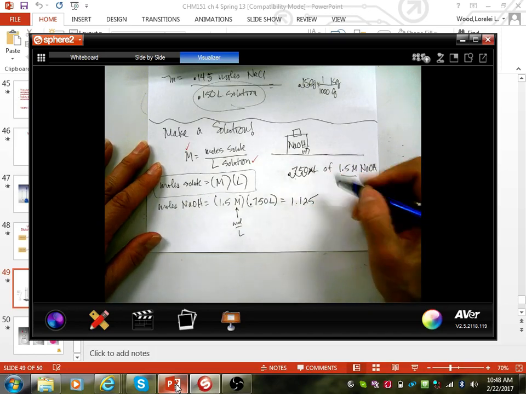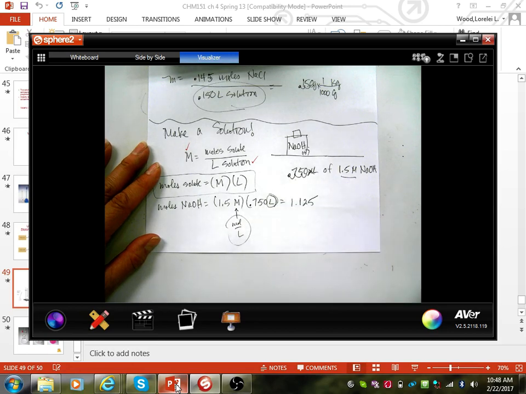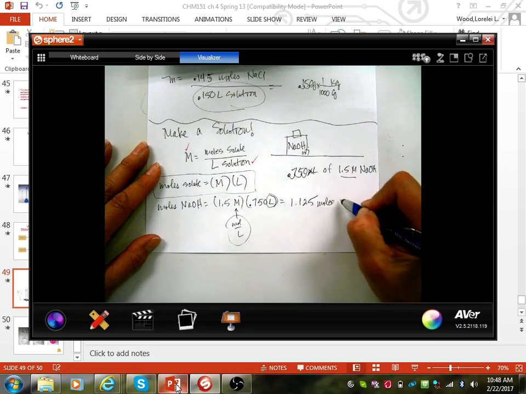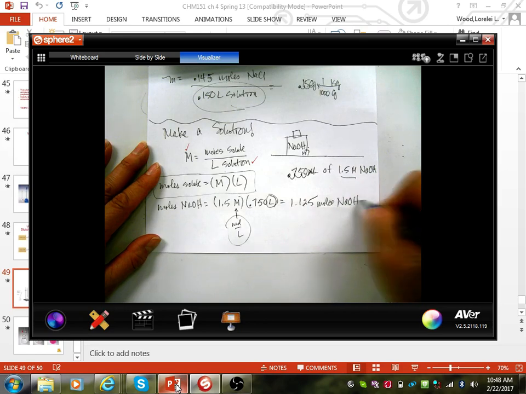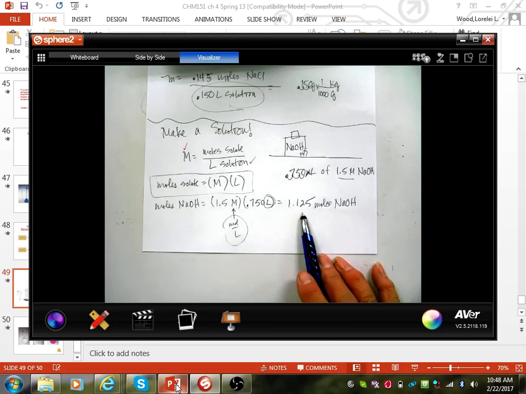1.125. And what are my units here? Since I'm multiplying moles per liter times liters, what are my units? Moles of what? Of NaOH. All right, can I go into the stockroom shelf and take my bottle off and count out 1.125 moles of sodium hydroxide? No, not in this lifetime you can't. So what would I do instead?